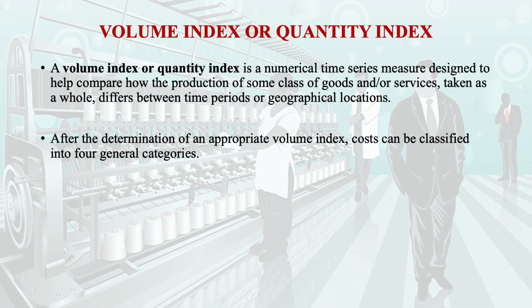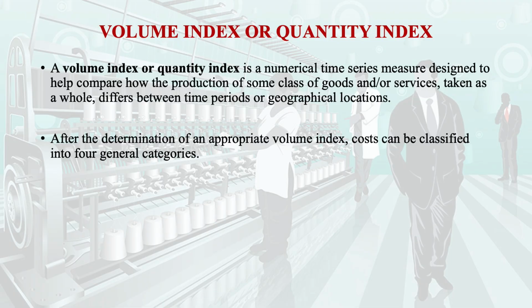or geographical locations. That means if we want to compare two quantities, one produced in Gurugram and one produced in Kolkata, then we will use it, because it takes care of the comparison between geographical locations. Even for production in 2020, 2018 or 2019, for comparing, we can take the help of volume index.